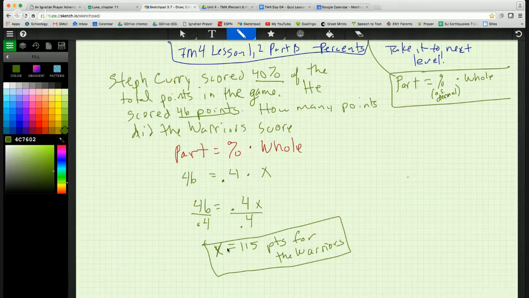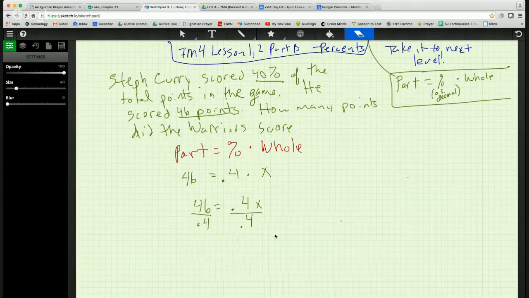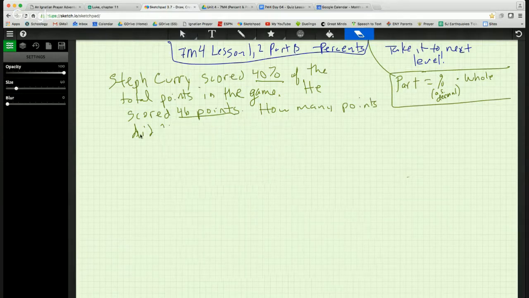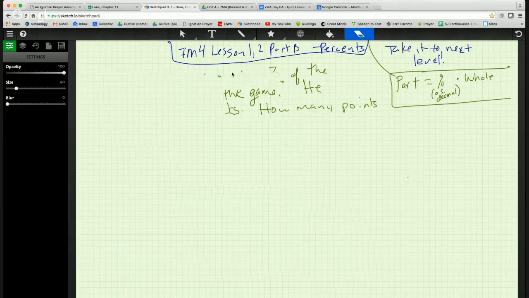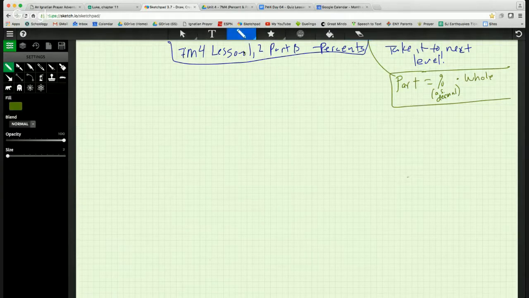So you should get pretty familiar with how to do these types of problems. Part equals percent times whole is a very standard formula. But now I'm going to take this a little bit to the next level, and I want to make sure that you can solve any and all types of these problems using a model that we'll be using on a regular basis. And that is this model.